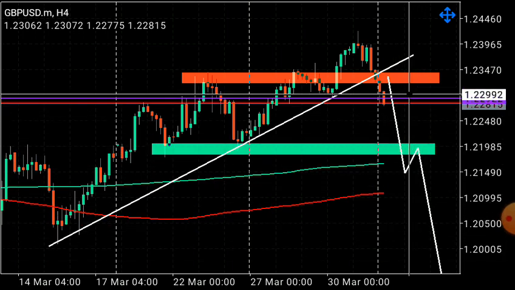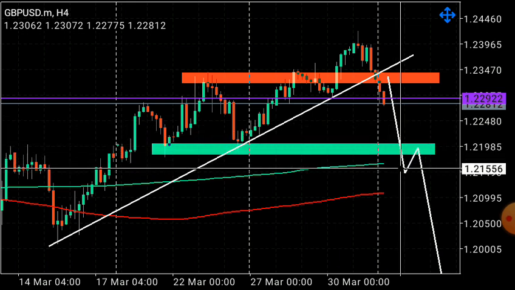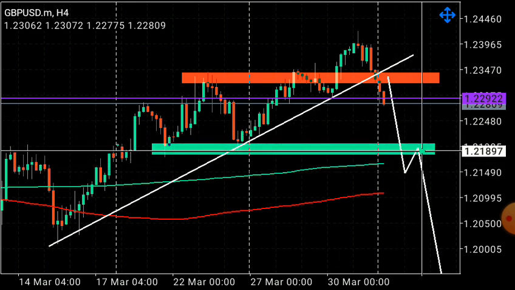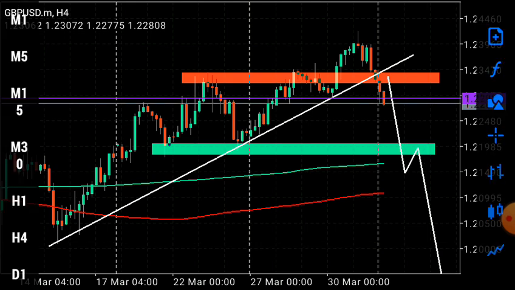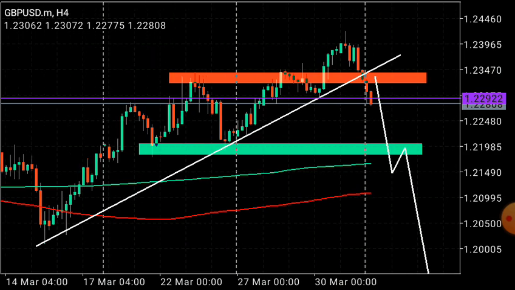Currently I'm looking for price to drop and break this demand zone, pull back to test the previous zone, and then from here we continue. This could be our first target, 1.20109. That's what I'm anticipating on the pound USD, pound dollar for this coming week.